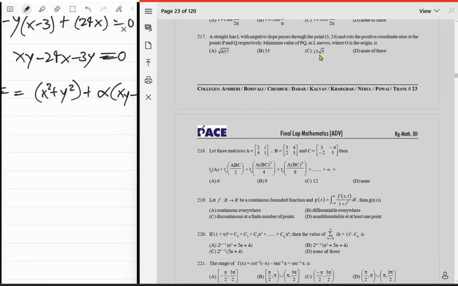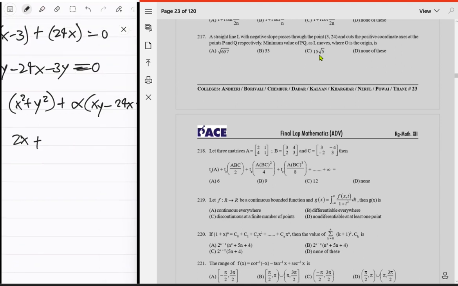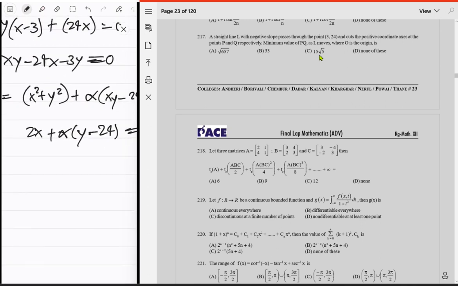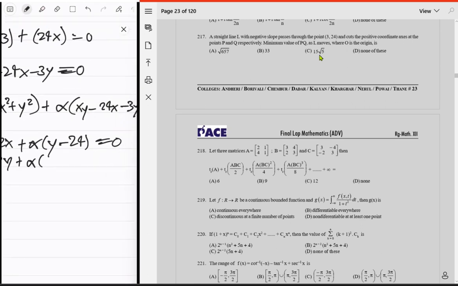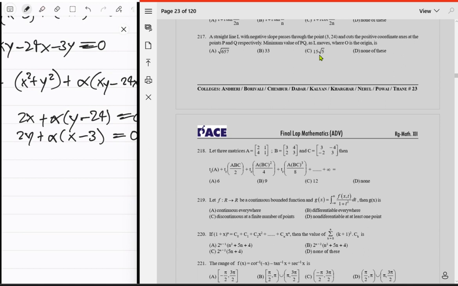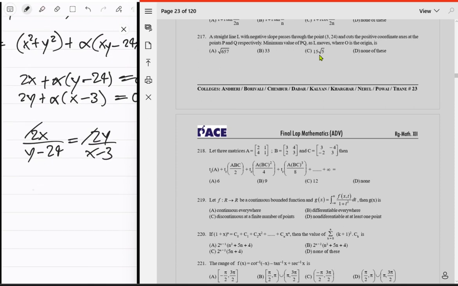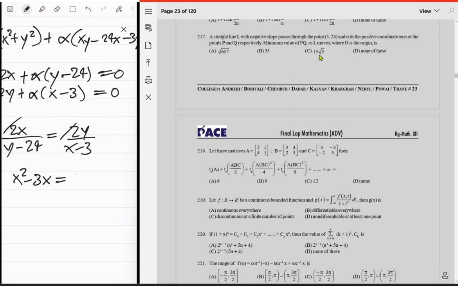So taking the partial derivative with respect to x, you just get 2x plus alpha times (y minus 24) equal to 0, and at the same time we also get 2y plus alpha times (x minus 3) equal to 0. This should be the thing, which basically means 2x upon (y minus 24) is equal to 2y upon (x minus 3), and equating the two from both places, what do you get? You just get x squared minus 3x is equal to y squared minus 24y, you are saying. So that is when this will happen.